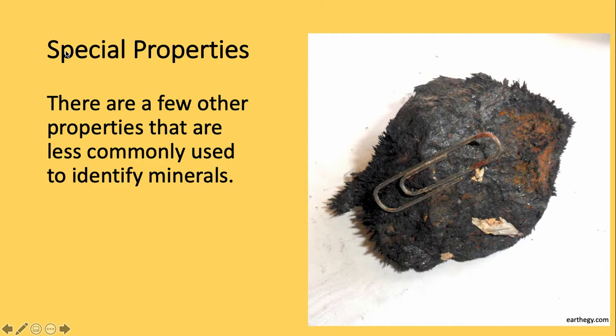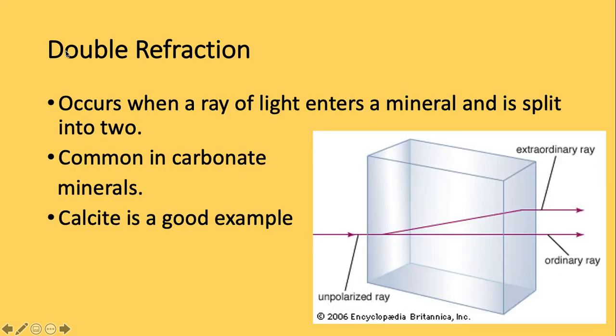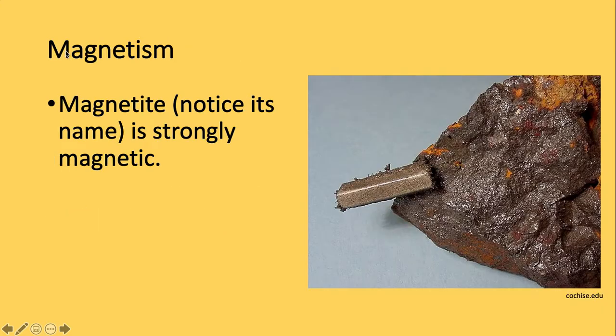So those are the major properties. We're going to talk just a little bit about some special properties that only apply to very specific minerals. Double refraction occurs when a ray of light enters a mineral and is split into two. Common in carbonate minerals. Calcite is a good example. Magnetism: magnetite, notice the name, is strongly magnetic.